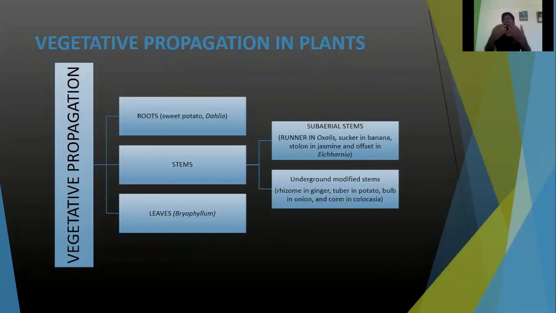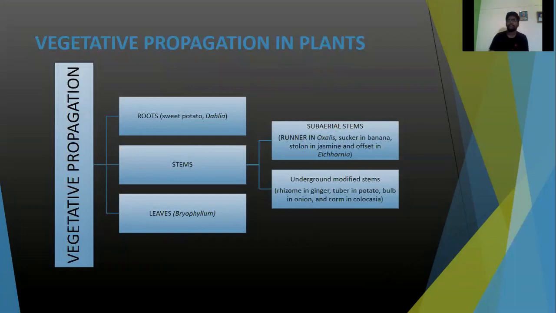If we see subaerial stem, there are different types like runners, suckers, stolons, and offsets. But in underground modified stem, there are rhizome, tuber, bulb, and corm. We will see the pictures in the later slides. And if we consider the leaves, then Bryophyllum is the best one. From its leaf, buds are produced, and those buds will produce a new plant. So these are the examples of vegetative propagation in plants.